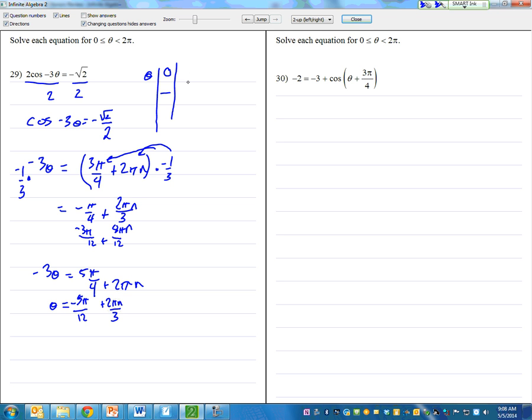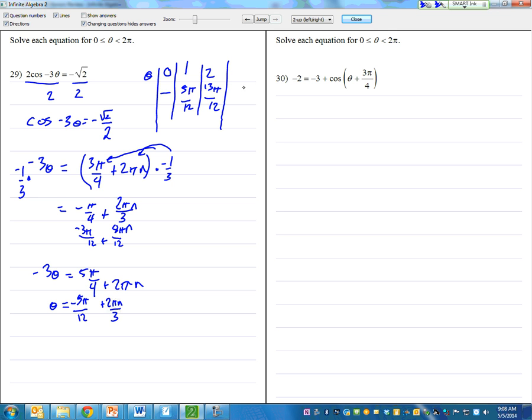If I plug in 1, though, that gives you 8 pi twelfths plus 3 pi twelfths, which ends up giving you 5 pi twelfths. So that's one of my solutions. Now if I plug in 2, 2 times 8 is 16. So I have 16 pi twelfths minus 3 pi twelfths, which is going to give me 13 pi twelfths.